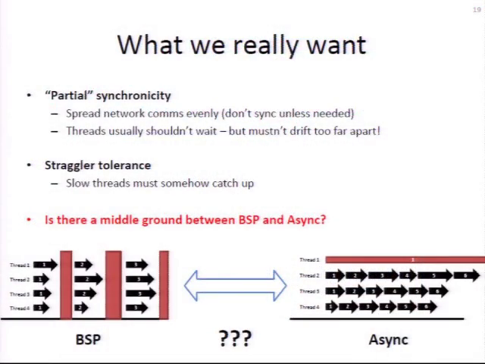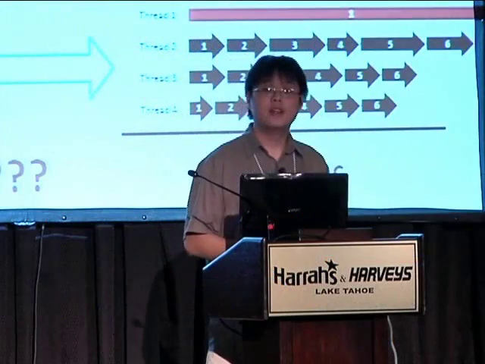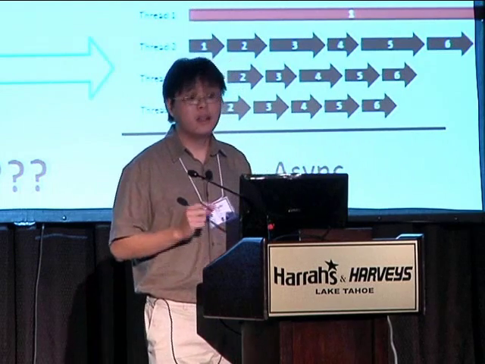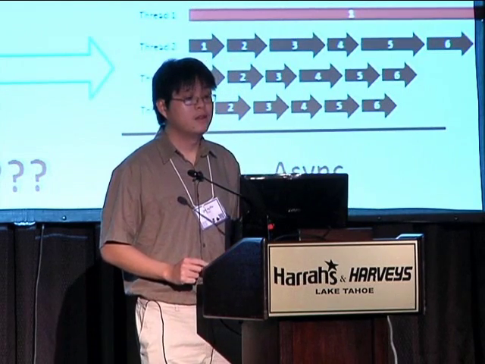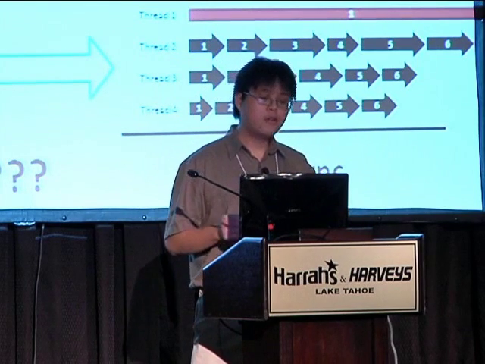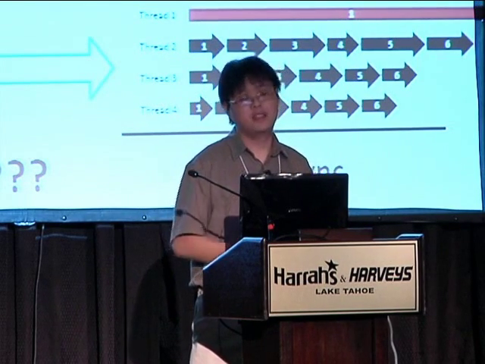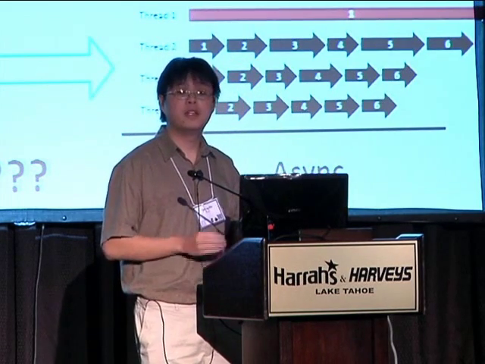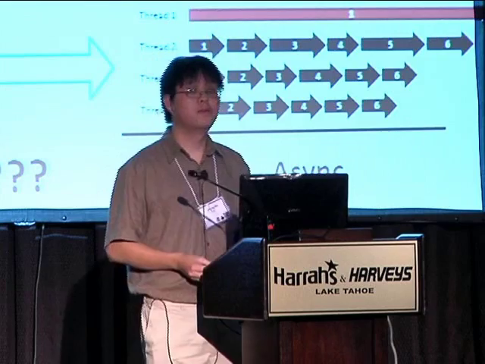What we really want is a form of partial synchronicity. We want to spread the network comms evenly, and we don't sync unless needed. Threads usually shouldn't have to wait, but we can't allow them to drift too far apart. The other thing we want is a form of what I call straggler tolerance. The slow threads must somehow catch up to stop wasting everyone else's time. The question is: is there a middle ground between the BSP and asynchronous models of communication?